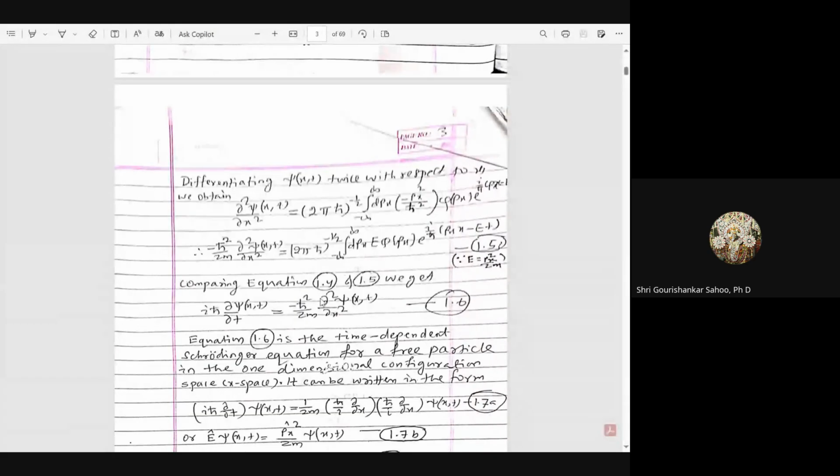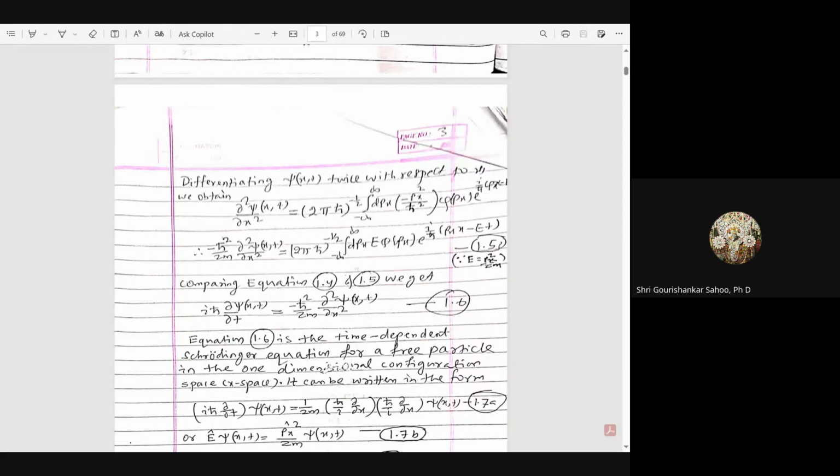Then differentiate it with respect to x twice. Your del square psi by del x square is equal to (2 pi h cross) to the power minus half, integration from minus infinity to infinity dpx, minus px square by h cross square, phi e to the power i by h cross (Px x minus E t). So your minus h cross square by twice m del square psi by del x square is equal to (2 pi h cross) to the power minus half integration dpx E phi e to the power i by h cross (Px x minus E t).